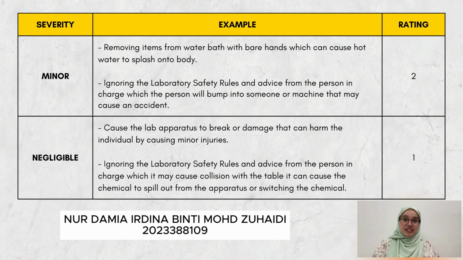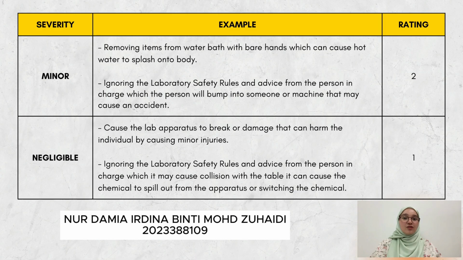Minor severity. The examples of hazards and risks are removing items from the water bath with bare hands, which can cause hot water to splash onto the body, and secondly, ignoring the laboratory safety rules and advice from the person in charge. So from these 2 examples, a minor accident can occur, but it will not lead to serious injury of the person, which has the rating of 2.